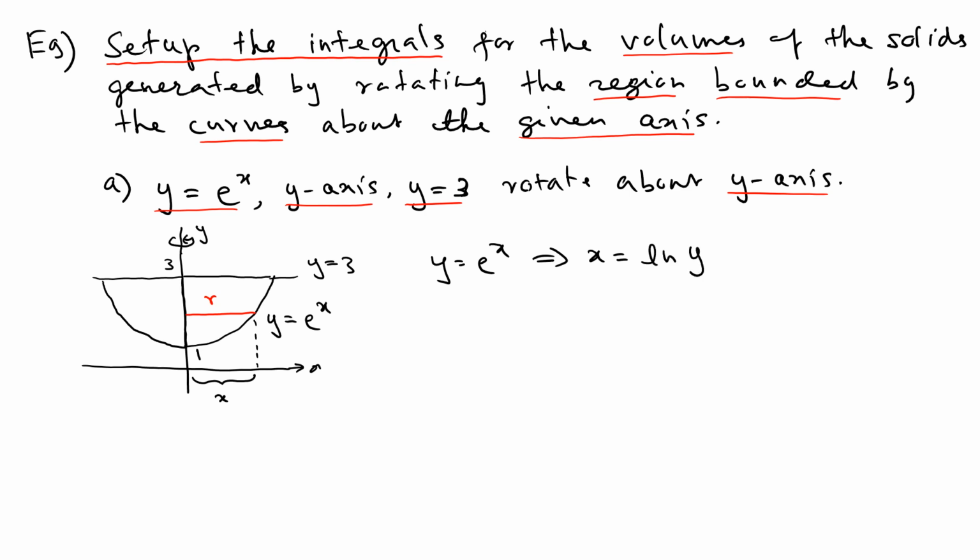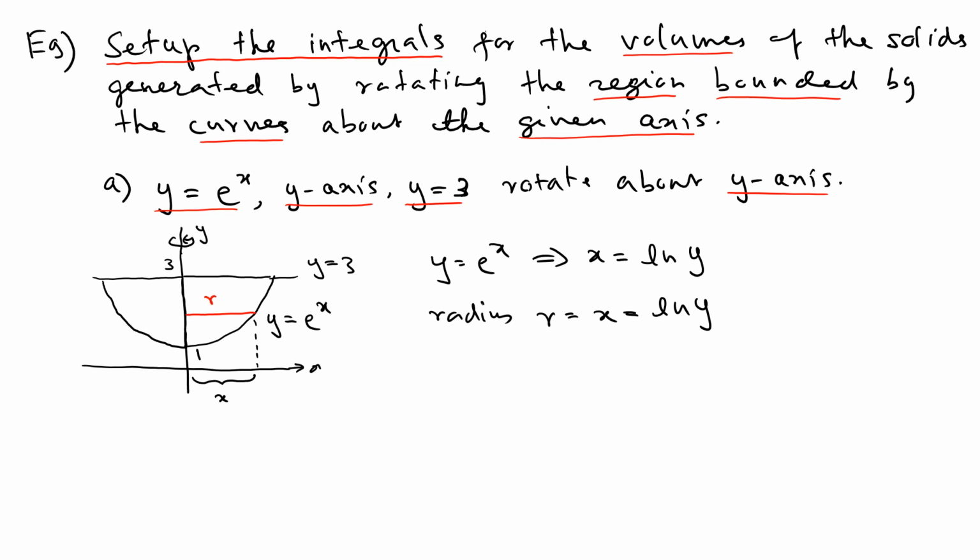So we can write the radius now. The radius r is equal to the x coordinate. The x coordinate equals ln y. We have to do that because it's a dy problem. That's why we have to do it.